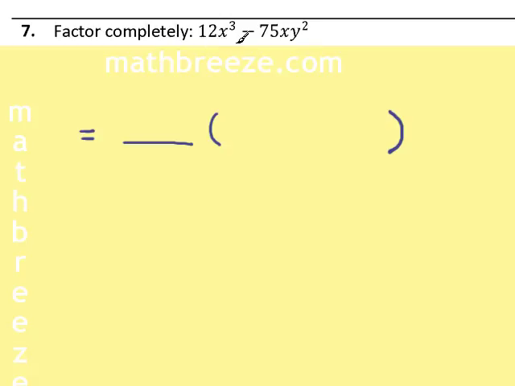Here we have a 12 and a 75, so we can divide both by 3. I think that's the largest number that goes into both. And x cubed, and here we have an x, so we can pull out x from both. Pull out 3 from 12, and we're left with 4. Pull out x from x cubed, and we're left with x squared. Pull out 3 from 75, and we're left with 25. We pulled out x, and we're left with y squared.